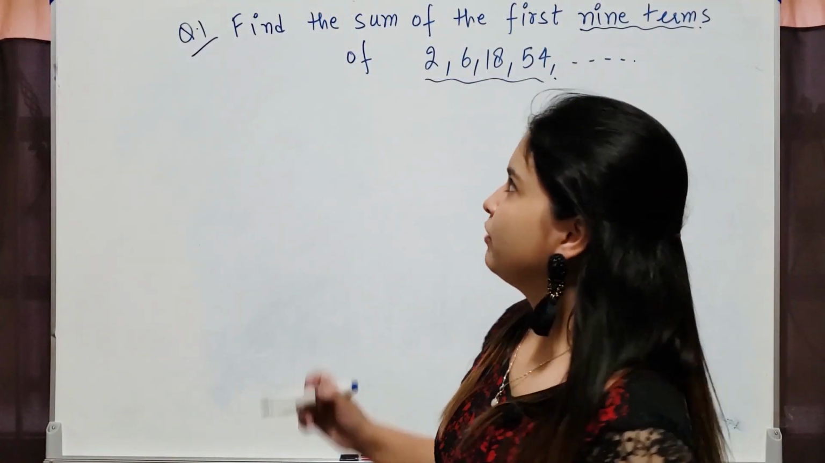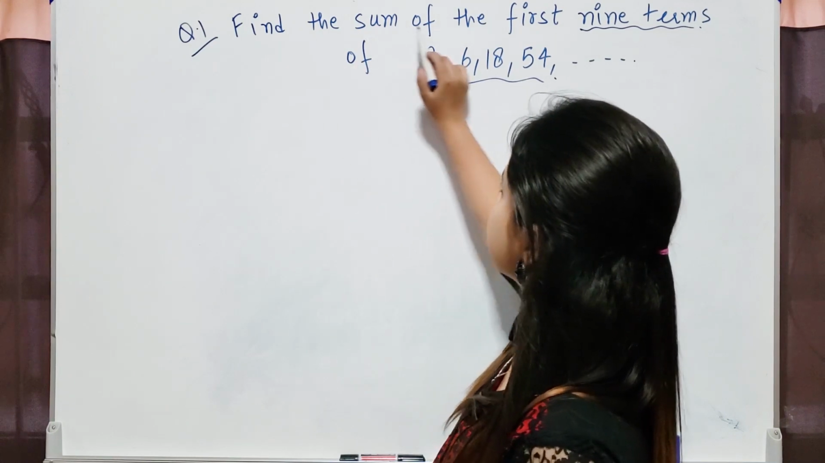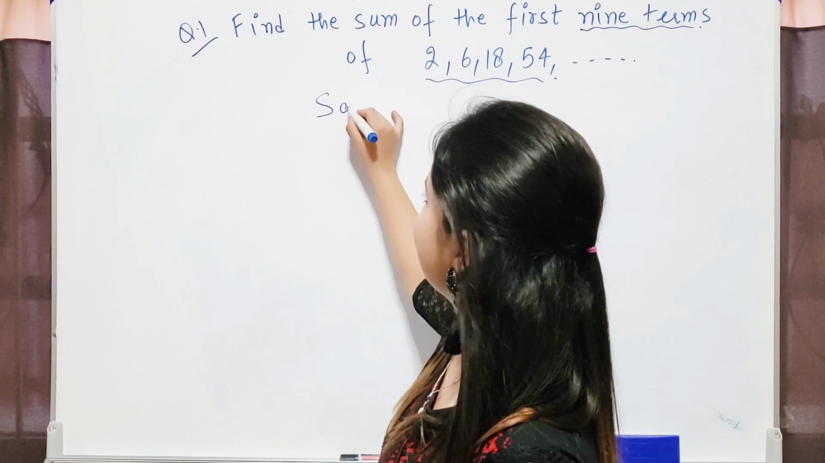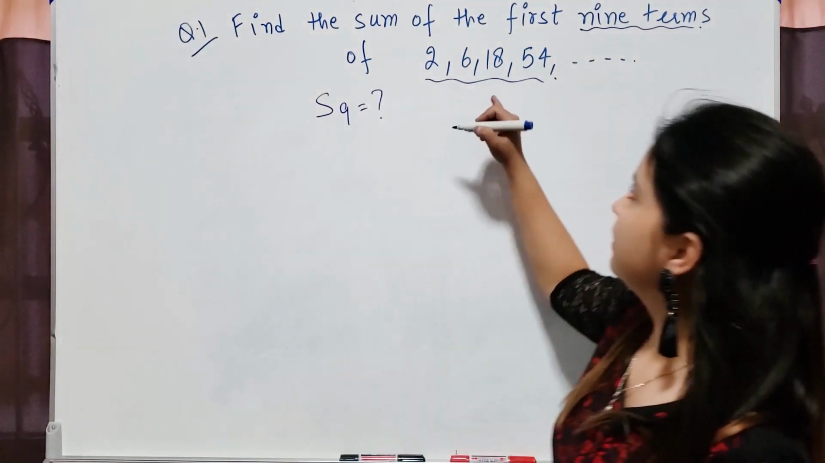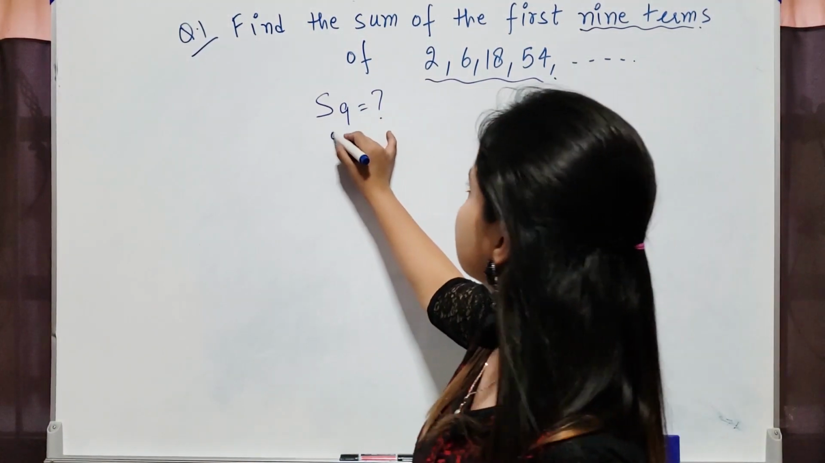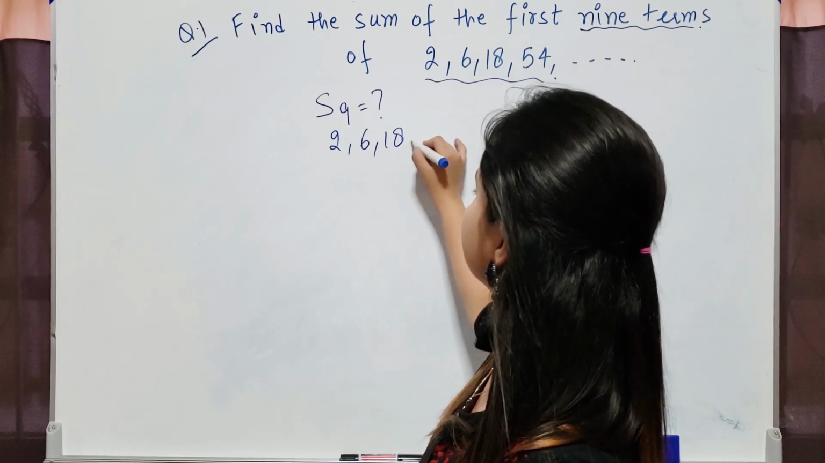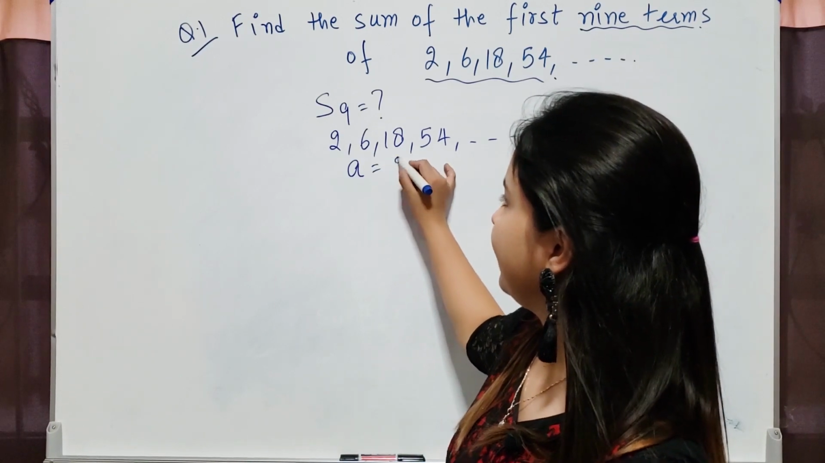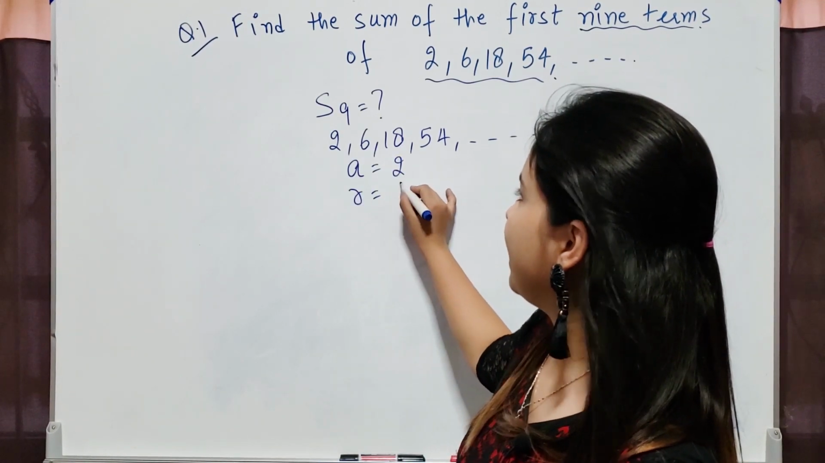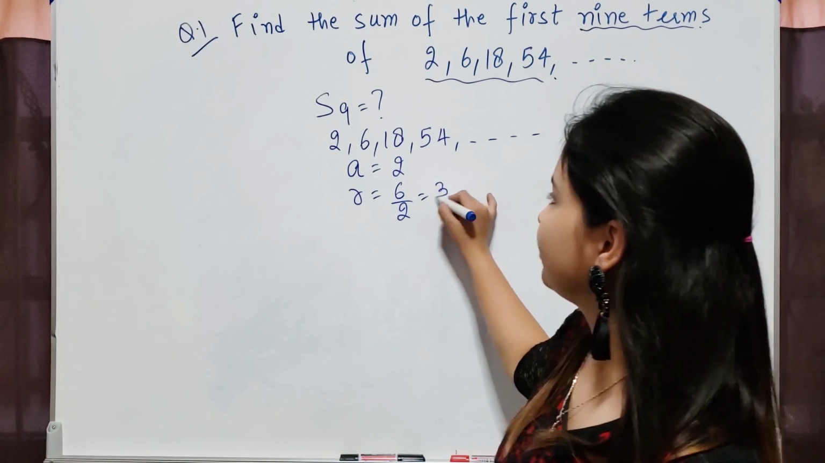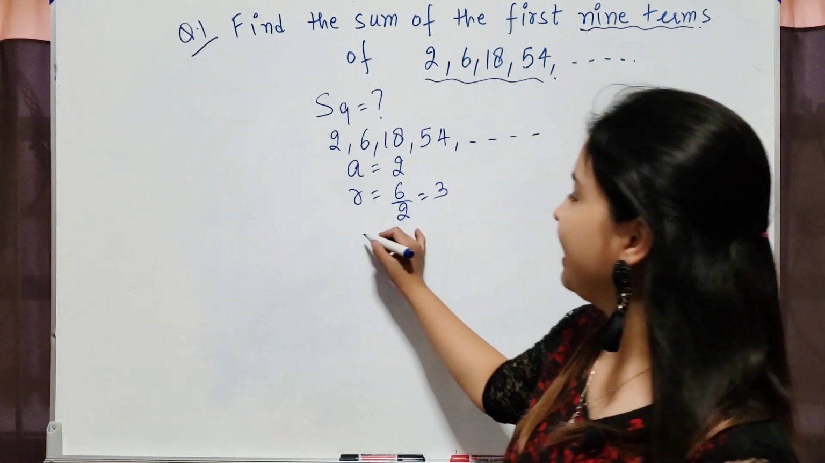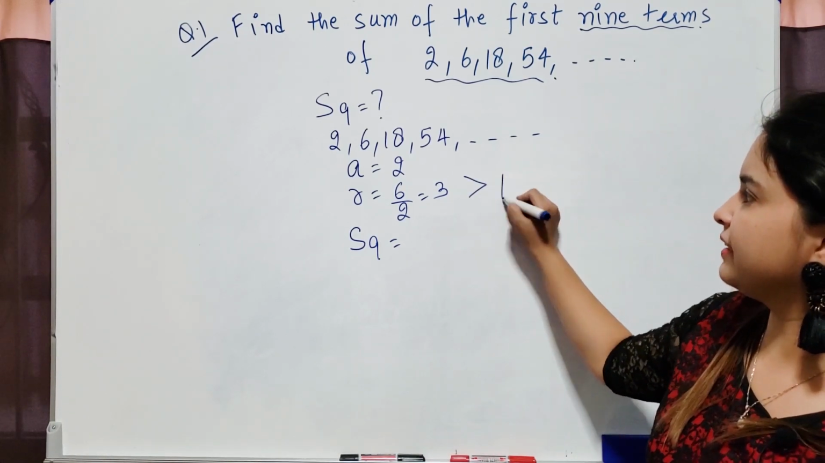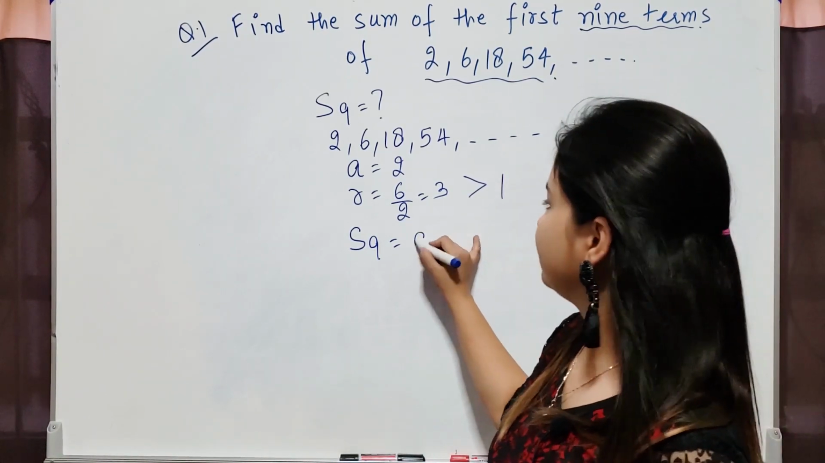Look at question number 1. We have to find the sum of the first 9 terms. That means we have to find S9. The given sequence is 2, 6, 18, 54. Now, what is A? A is 2. What is R? R is 6 over 2, which is 3. Find S9. Now, since my R is greater than 1, I will use this formula.